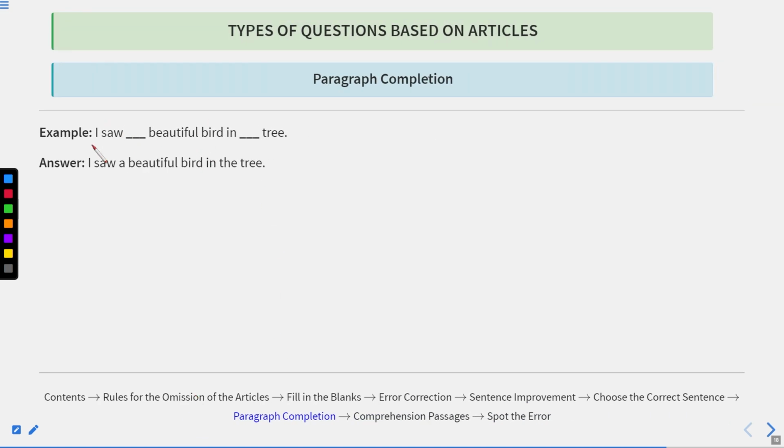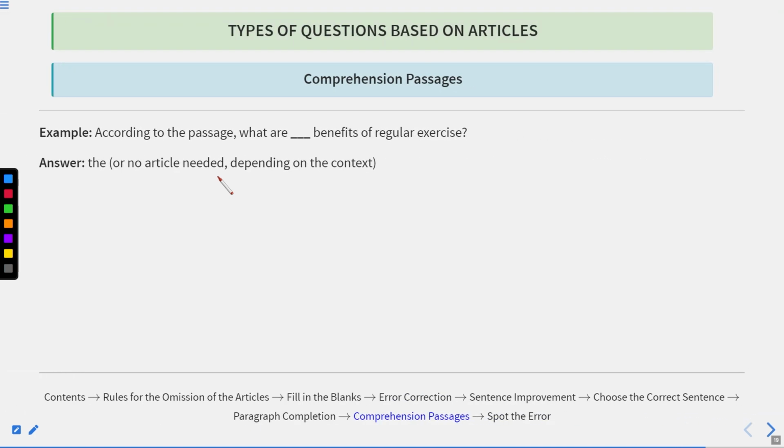Next is paragraph completion. I saw dash beautiful bird in dash tree. So I saw a beautiful bird. Bird is noun, beautiful is adjective. So before this we need to put an indefinite article. So I saw a beautiful bird in the tree, because I'm talking about a particular tree where I saw that beautiful bird. So it should be I saw a beautiful bird in the tree. Now I have written a for beautiful bird because that bird is not particular, but that tree is particular on which that bird is sitting.